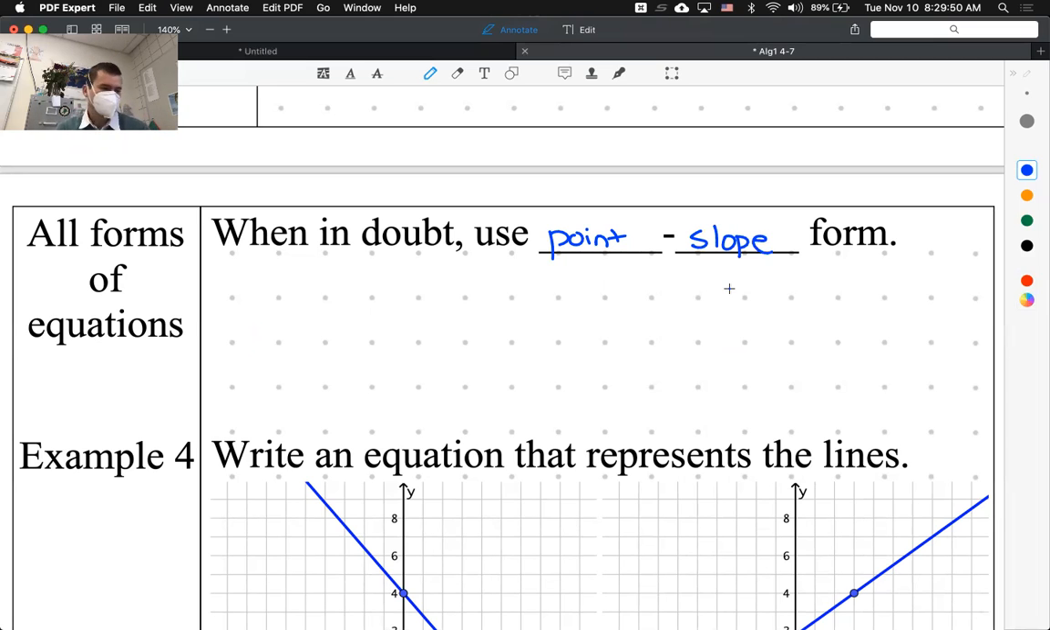If you really, really love slope intercept form, you can stick to that one. I personally believe that point slope form is the easiest, but it's just advice. You don't have to do this. Do whatever is easiest for you. Can anyone remind me what point slope form looks like?